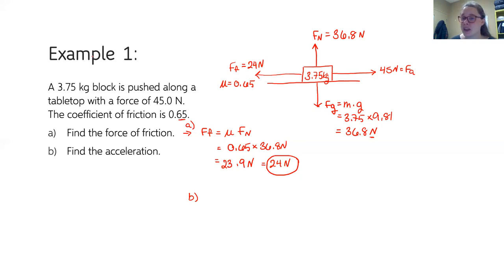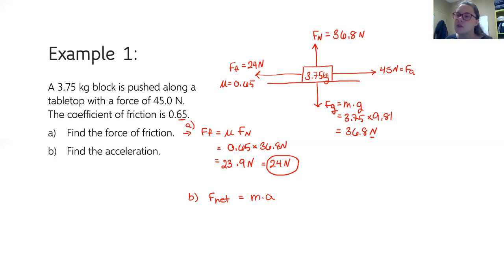Now, B says find the acceleration. Now, if you think back to our last lessons, the only way we can link force and acceleration is if we know the net force. So the formula, according to Newton's second law, says the net force on an object is equal to the mass of the object times the acceleration of the object. So acceleration is going to consider all of the forces. Let's think, does that make sense?